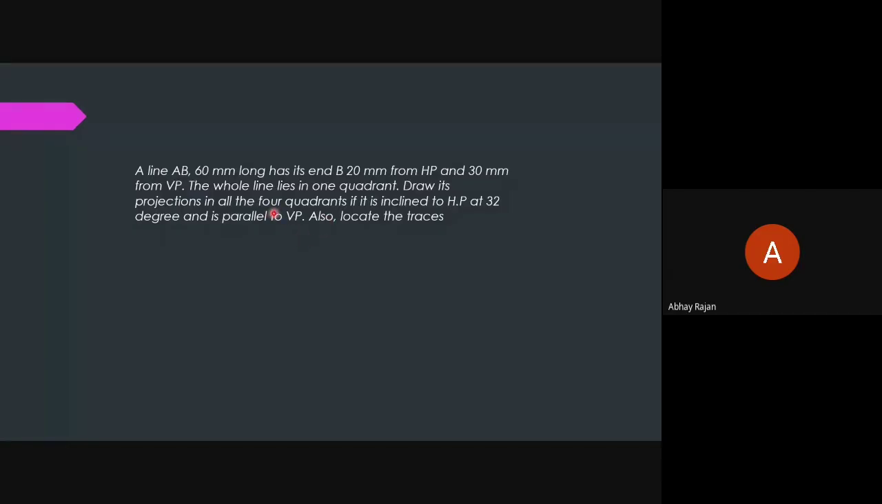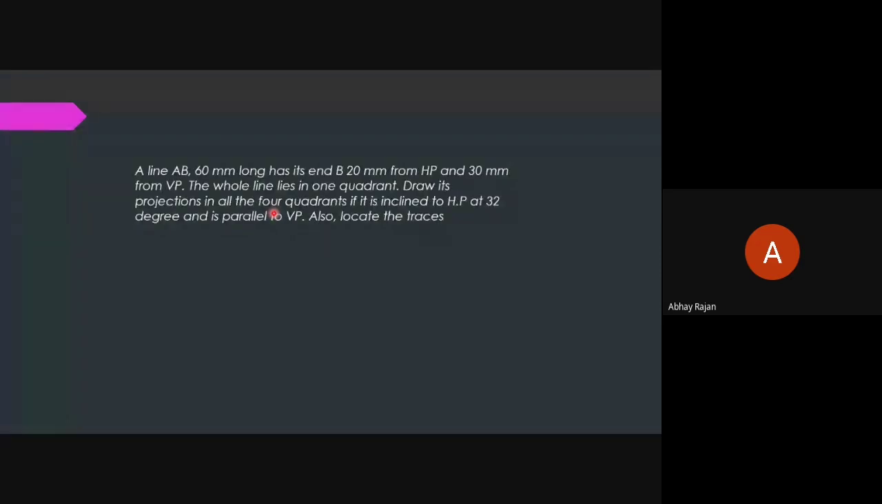Now we will discuss for the third quadrant. Actually this procedure will be same for all the quadrants. We will discuss for the third quadrant. So third quadrant means, how will the length be?